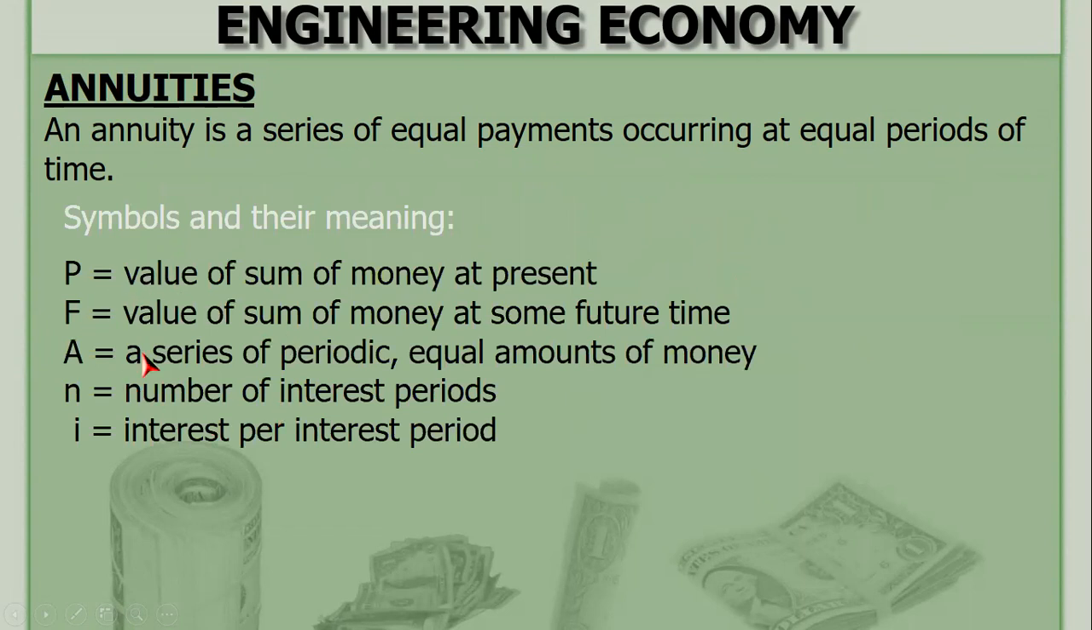Symbols, we have seen these in annuity as well. We have P, present value or value of sum of money at present. F, future value or value of sum of money at some future time. A, series of periodic equal amounts of money. N, number of interest periods. And I, interest per interest period.